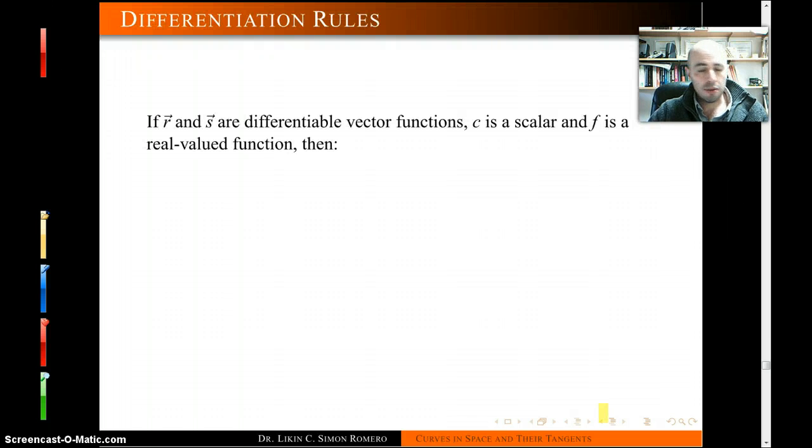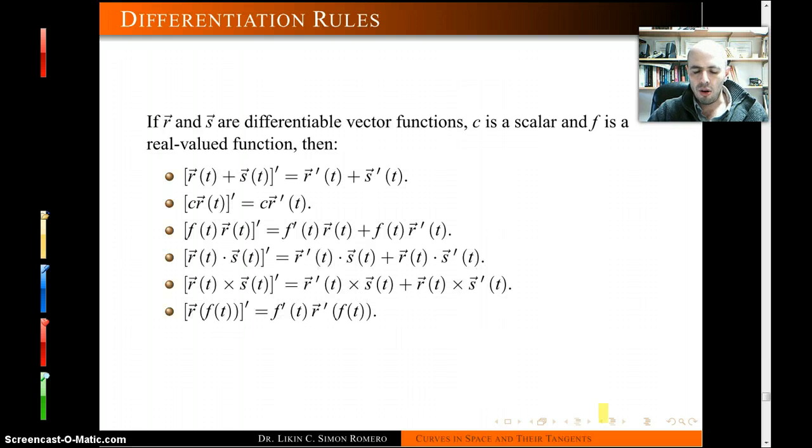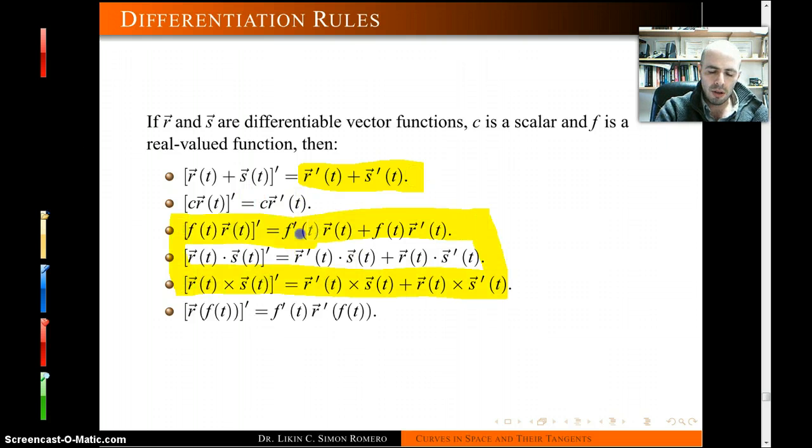Differentiation rules. We're going to have some rules of differentiation. I'm not going to go over all of them, but all of them are going to be very similar to our normal differentiation rules. The derivative of the sum is the sum of the derivatives. You can take constants outside, and all of these are just product rules. So all of these are going to be product rules of different combinations of vectors and scalar functions, or two vector functions with the dot product, or two vector functions with the cross product. And the last one is just the chain rule.